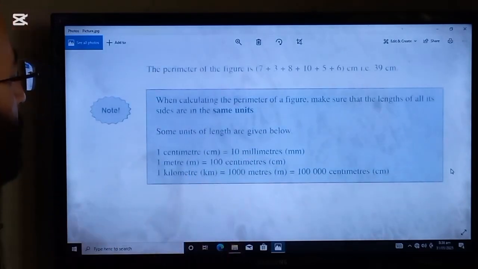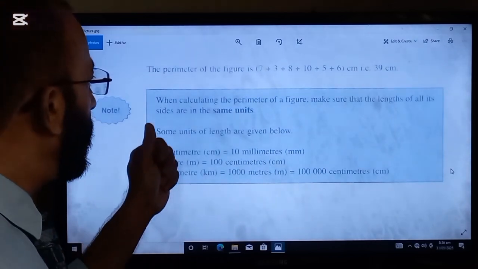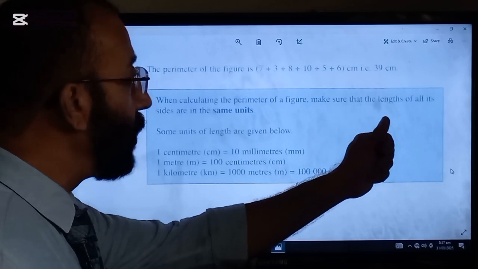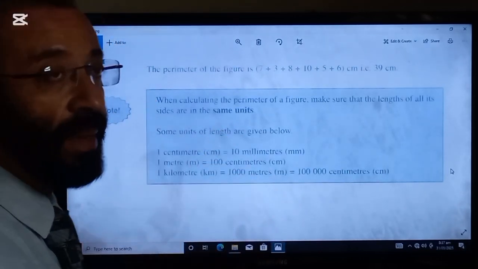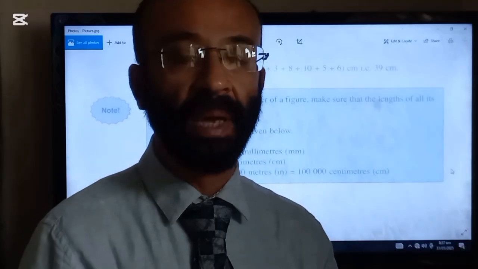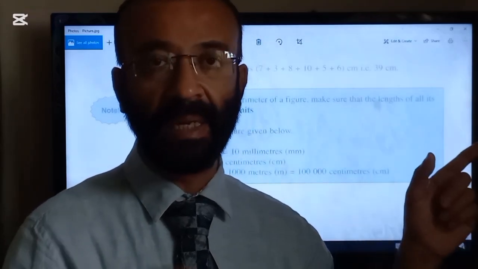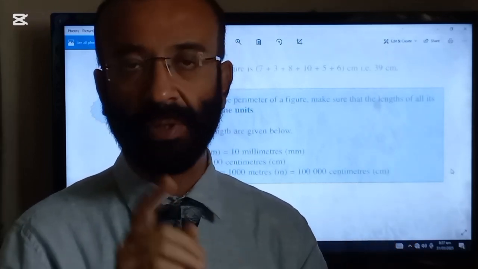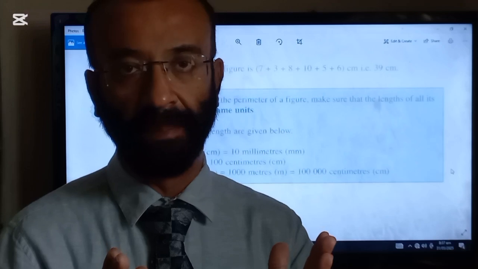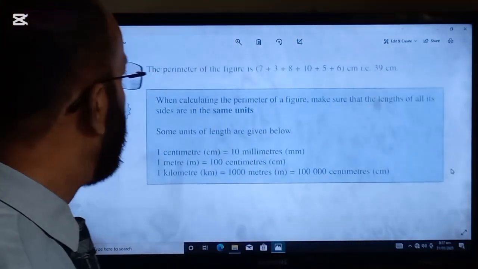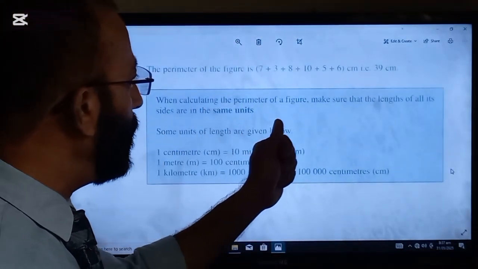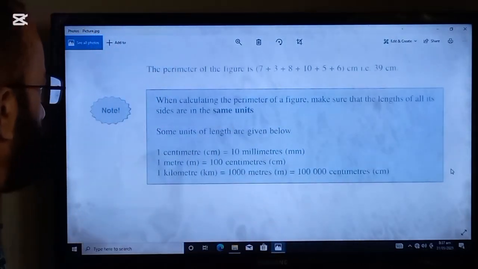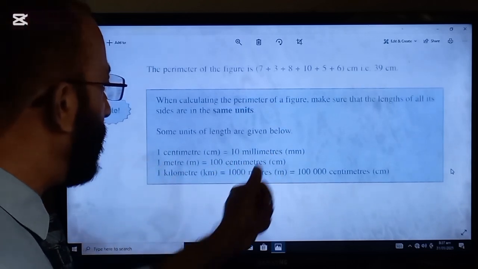The important concepts for you are: when calculating the perimeter of a figure, make sure that the lengths of all its sides are in the same units. Sometimes the paper setter confuses you by putting the values into different units. So you are required to convert all the units into the same unit. This is the first step. Some units of the lengths are given below.